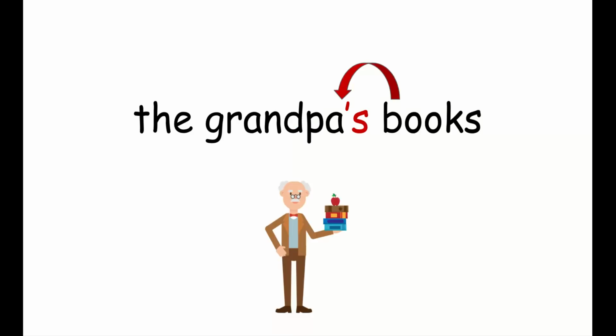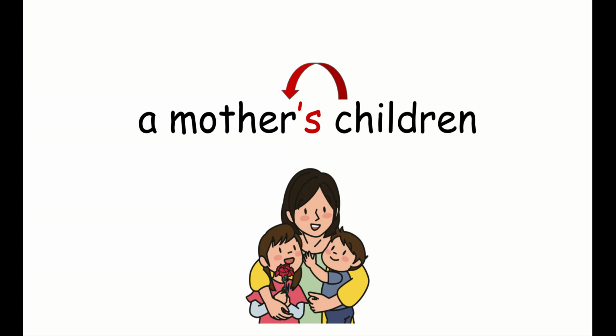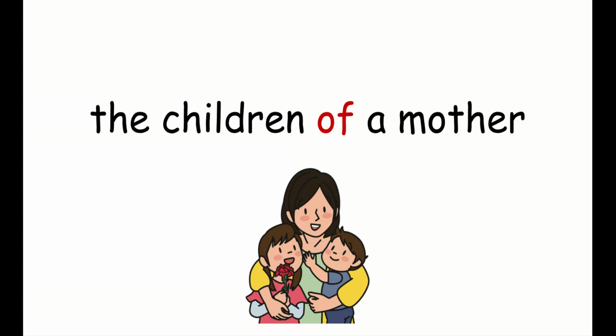And this is probably a little bit less common, and it sounds a little bit more awkward, but it is correct grammar. So if we want to say the grandpa's books with the word of, we'll switch the order of the words and say the books of the grandpa, and that means the books belong to the grandpa. It means the same thing, just different word order. A mother's children, we can switch the order again and use the word of, and say the children of a mother. So the children comes first and then the mother, instead of the mother's children, where the mother comes first and then the children.